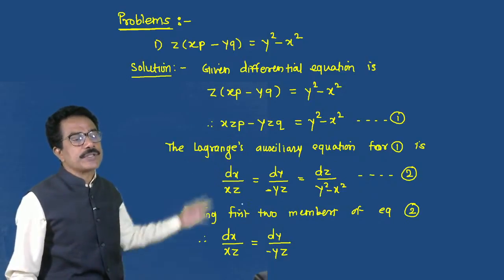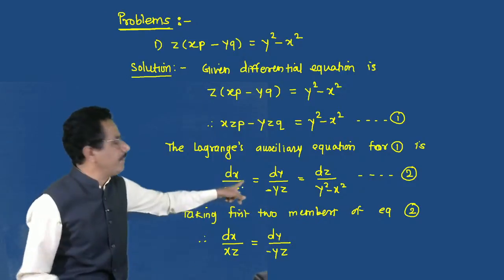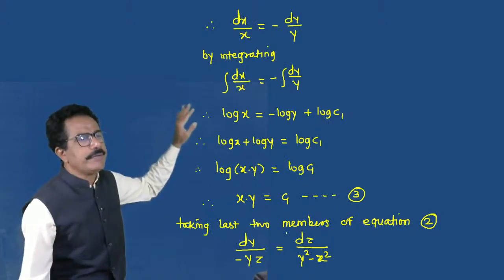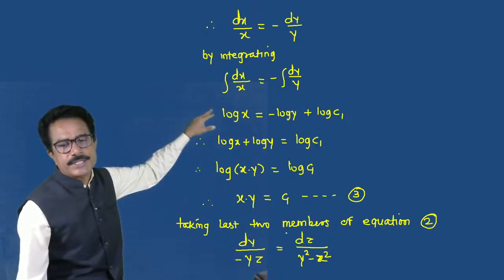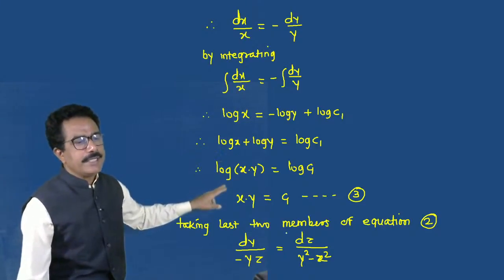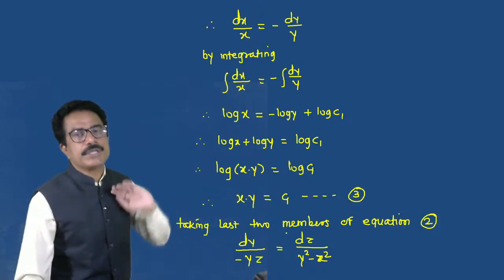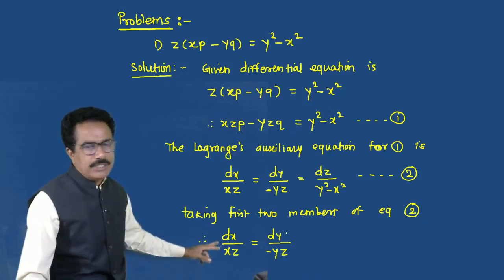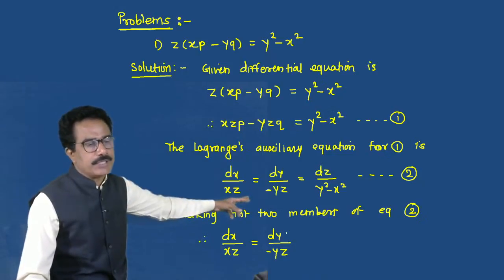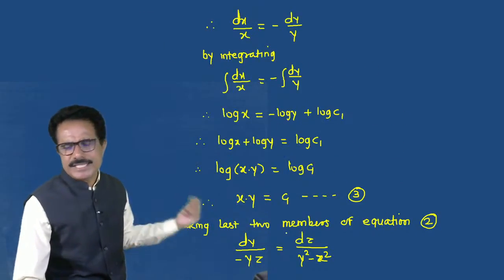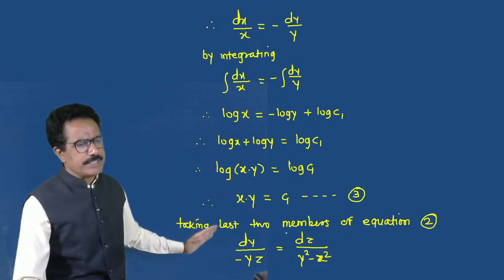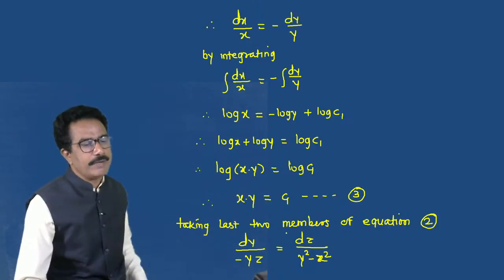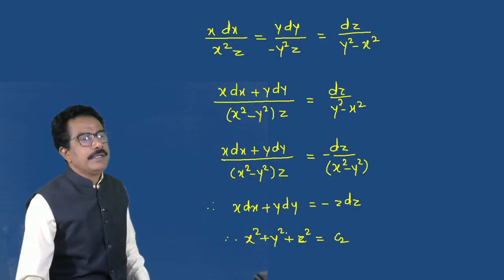Again we take the first and second members, and using the first two members we can cancel z and integrate. So we will write xy is equal to, suppose, c1. Now we shall take the second two members of this equation 2, with the same process. These are very simple solutions. dy divided by minus y into z is equal to dz divided by y square minus x square.